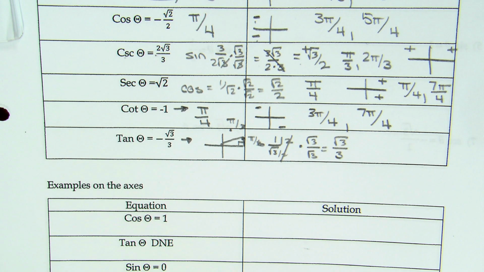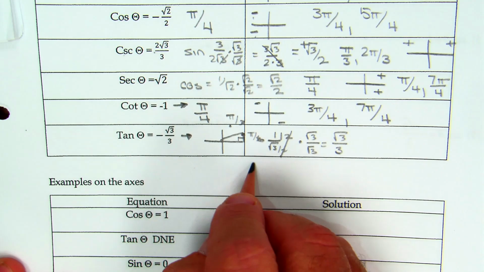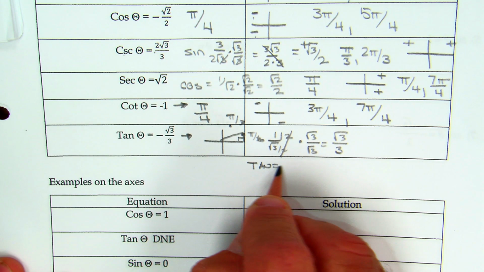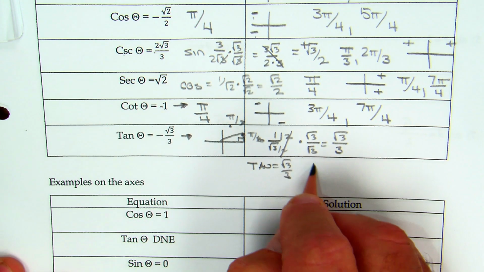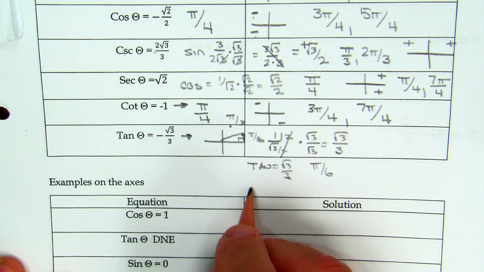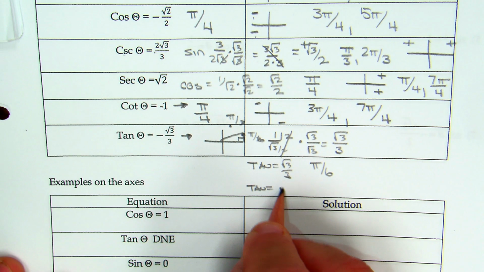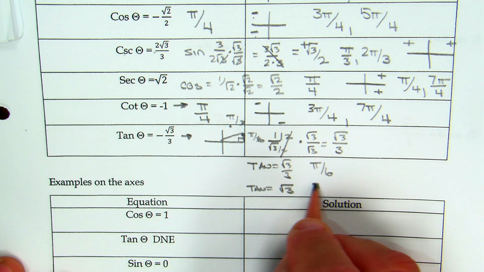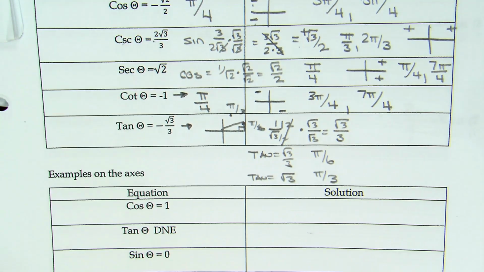In all honesty, I don't suggest memorizing for a lot of things, but the one thing I would tell you is when tangent is equal to root 3 over 3, that's the pi over 6 family. And when tangent is equal to just plain root 3, that's the pi over 3 family. I don't know any other easier way of doing it, unless you're going to go through that each and every time. So you've got to make the choice. That's the only one that I would suggest if you're going to memorize one, memorize that.